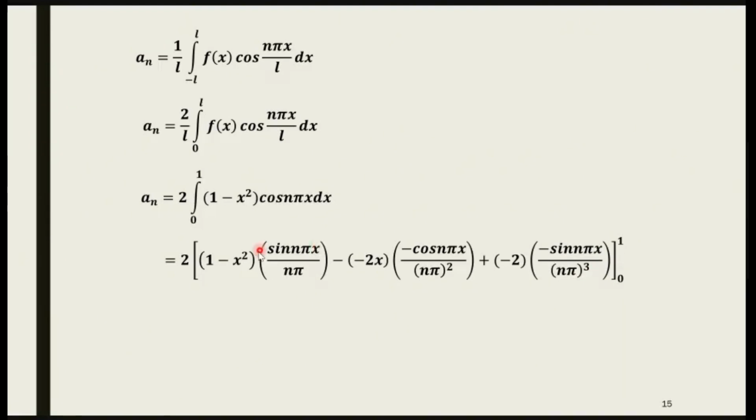When x को 0 पुट करेंगे तो again sin 0 is 0. x को 0 तो even this term also will become 0. So we have only one term when I put x is equal to 1. So minus 4, correct. Yes. So it is minus 4 into minus 1 raised to n upon n square pi square. Same as the previous one, not much change.